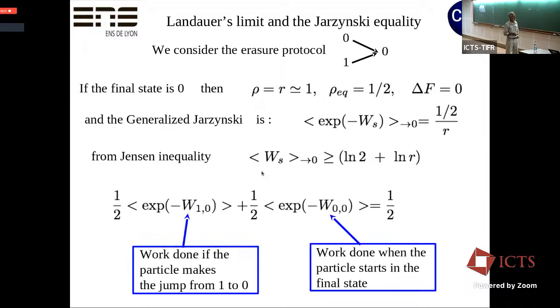So let us see indeed what you can do: you can separate the Jarzynski equality into the work done if the particle makes jumps from 1 to 0, and the work done when the particle starts in the final state. So W00, and now you see I have this prefactor 1/2 that appears there. And then you see that the sum of the two has to give 1/2. And this is actually the case.